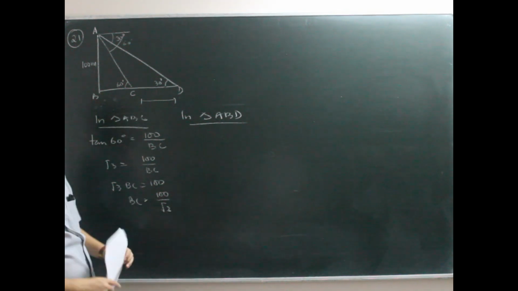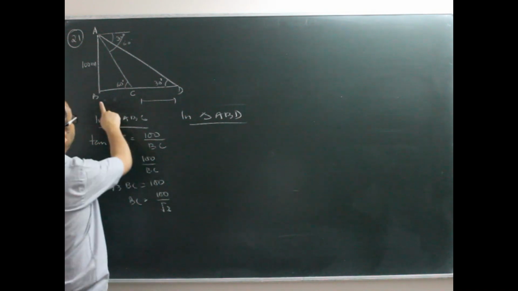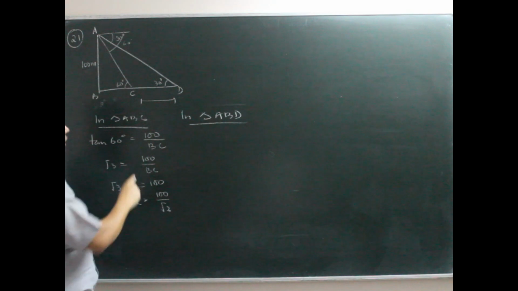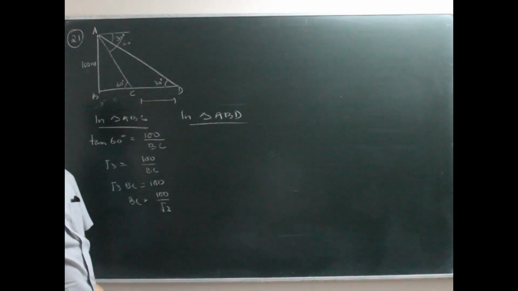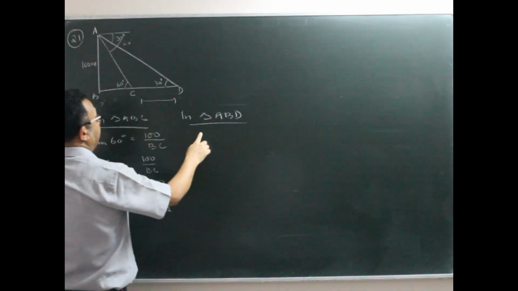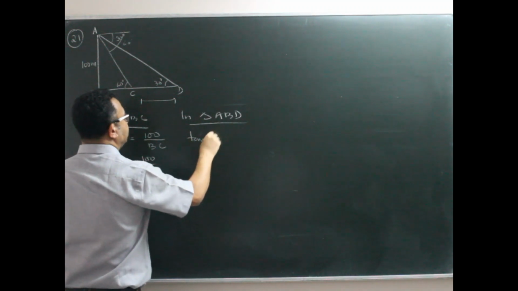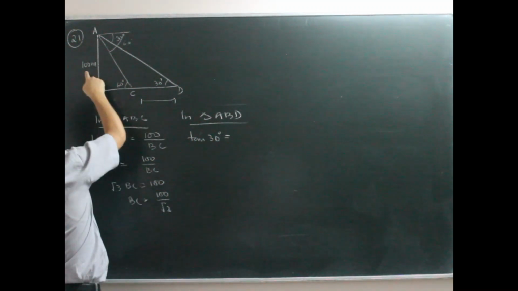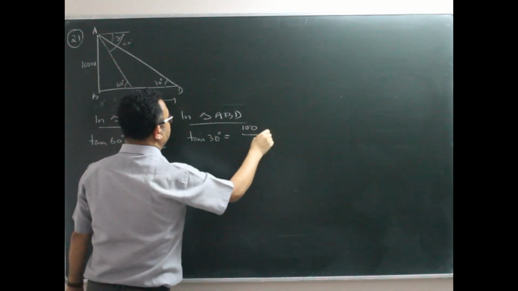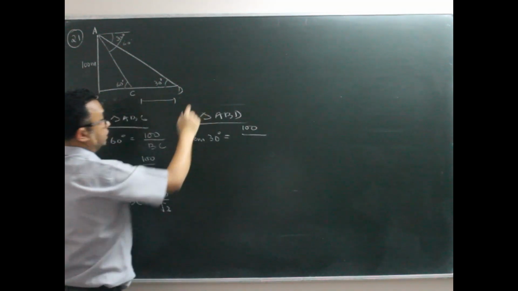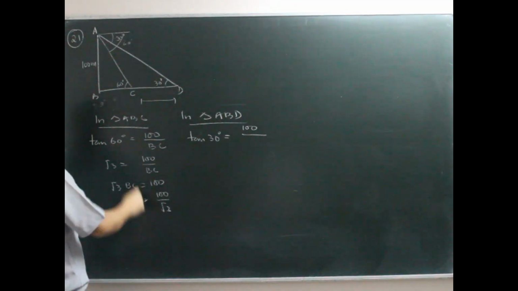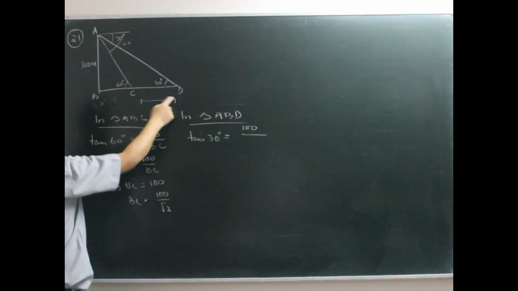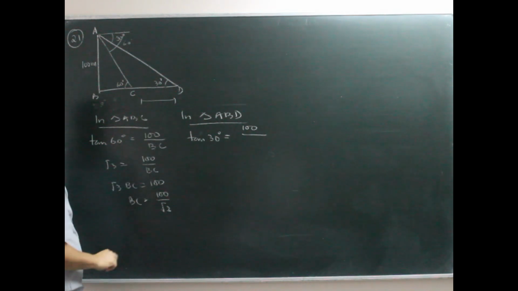So what I'll do now is find it directly. If you want, you can find BD and later on subtract BD minus BC also. Or if you want, you can find CD directly. I'll show you directly how that CD will come out. Now, again, tan 30 is equal to perpendicular over base. Perpendicular is 100 and base is from here to there. So you can find BD and later on BD minus BC will give you the answer. But as I told you, we want to find it directly.